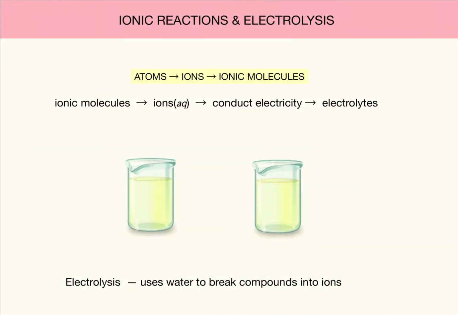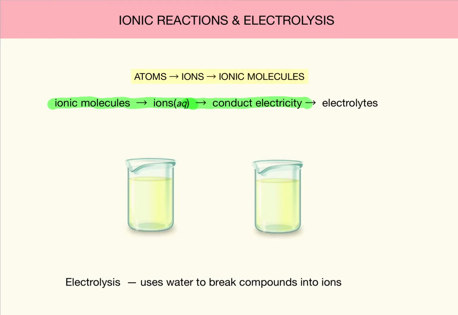As we move into the first general category of reactions, ionic reactions, we need a little more background. Now you know that atoms go together to make ions, and ions can come together to make charge-neutral ionic molecules. But what you now need to know is if those ionic molecules are mixed in water, it can revert back to the ions. And those ions help water conduct electricity.